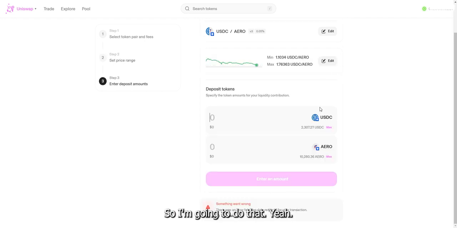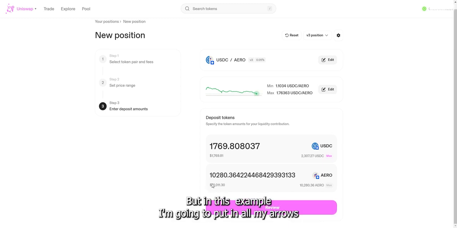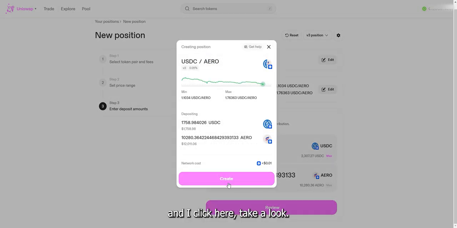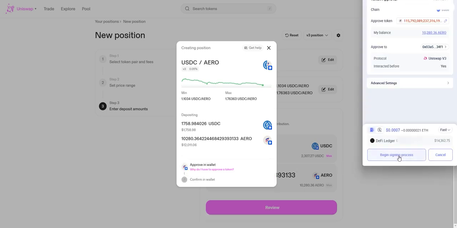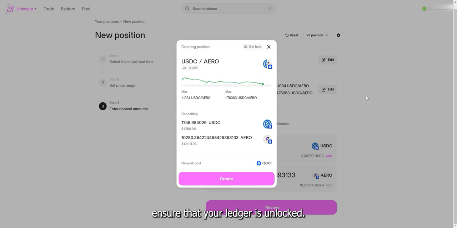So I'm going to do that, because this is one of the best ways to earn fees. It's really hard to get an exact number, but in this example, I'm going to put in all my AERO and $1,758 USDC. And I click here, take a look, make sure that this is what you want. Because I think that AERO has pretty much reached the bottom, and I want to take profits as AERO price goes up automatically. And over here, make sure that your ledger is unlocked.